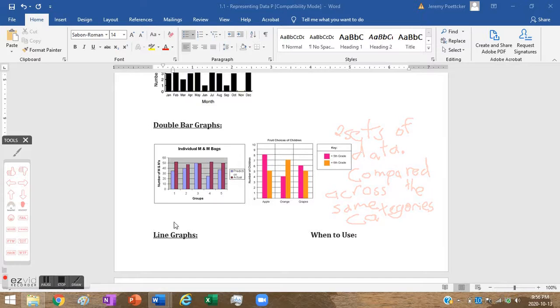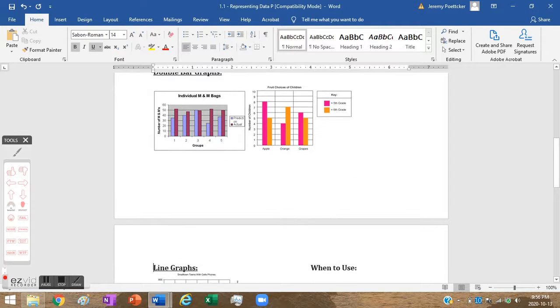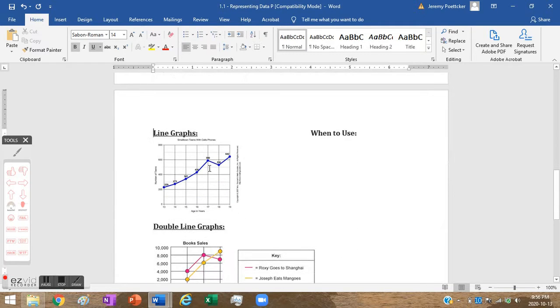So two sets of data compared across the same categories. So let's take a look at line graphs here. When do we use a line graph? Well, we're going to use a line graph when we want to look at changes in data over time. We can use a line graph to help us maybe determine trends. So, change in data over time.